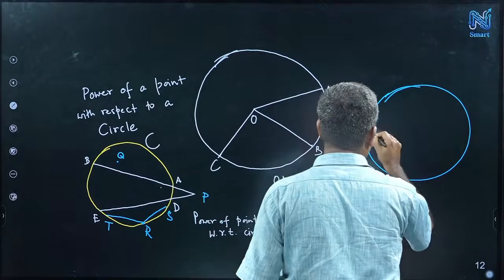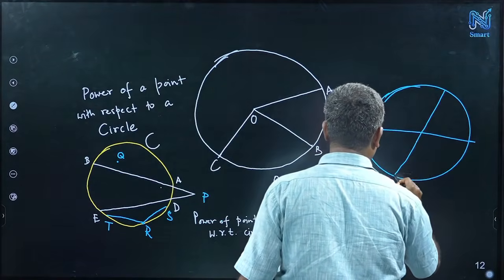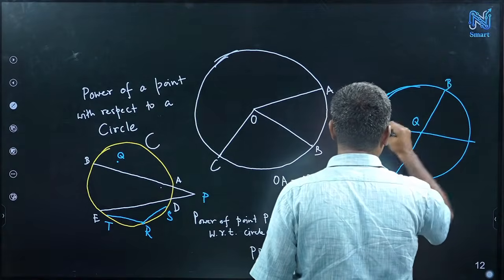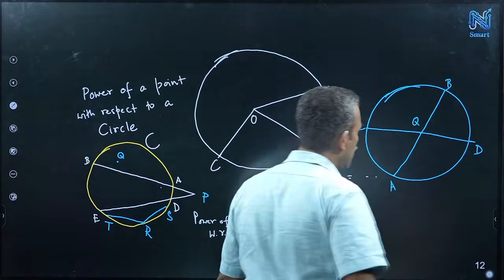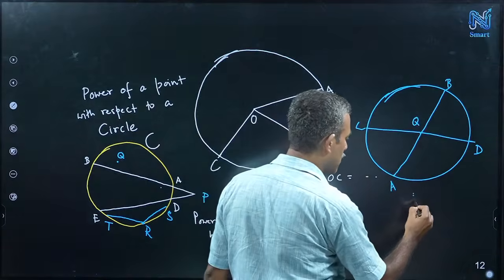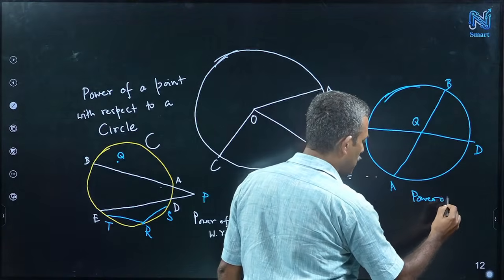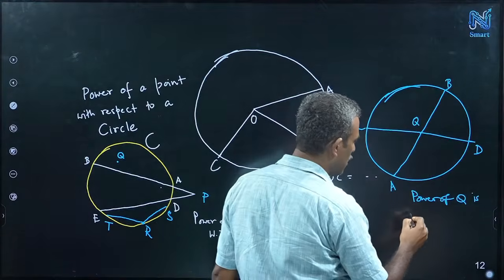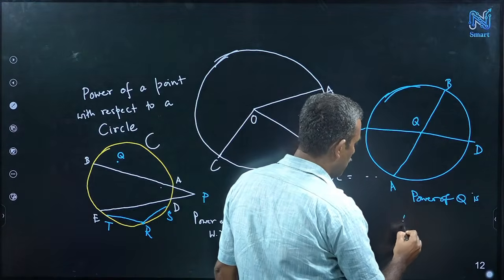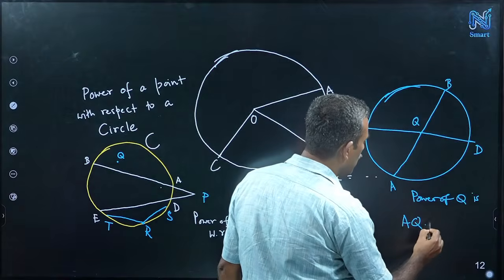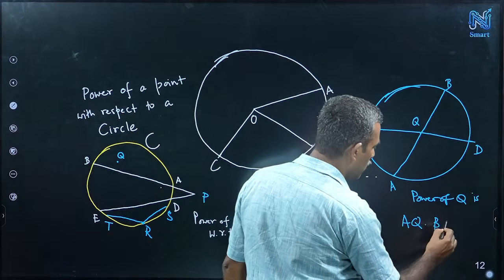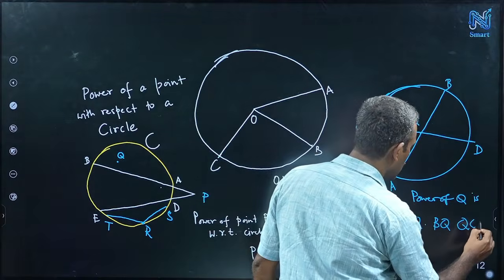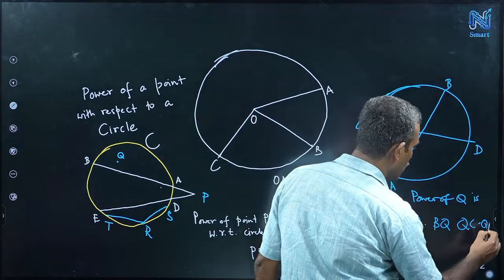So, it is Q. Now, this is Q, this is A, this is B, this is C, this is D. So, the power of the point, power of Q with respect to this circle, is AQ into BQ, or it is QC into QD, whatever.